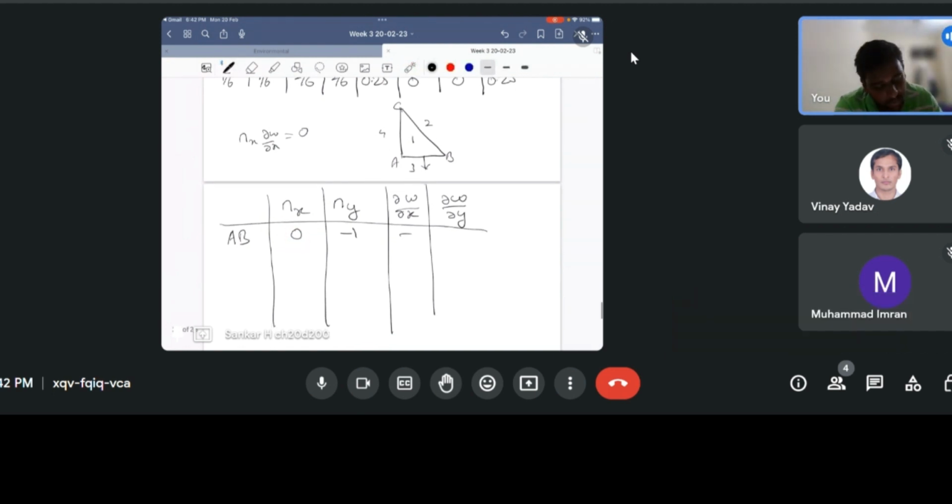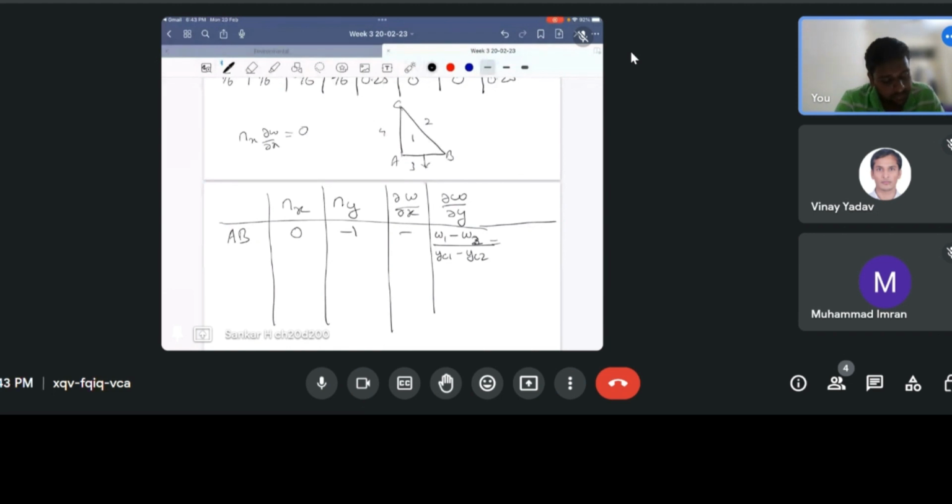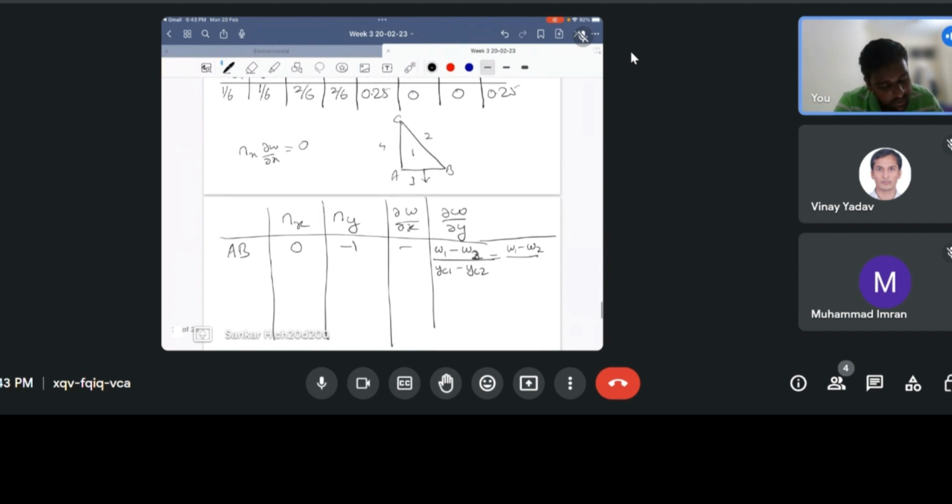But we need to compute dou w by dou y, and dou w by dou y means the difference between the cell over here and the cell over here, the velocity of the cell over here. So it will be w1 minus w2 divided by yc1 minus yc2, and this is given by w1 minus w2, since we don't know what the w is, and we have computed what yc1 and yc2 are. So it's basically 1 by 6 minus 2 by 6 is equal to w1 minus w2 by minus 1 by 6.